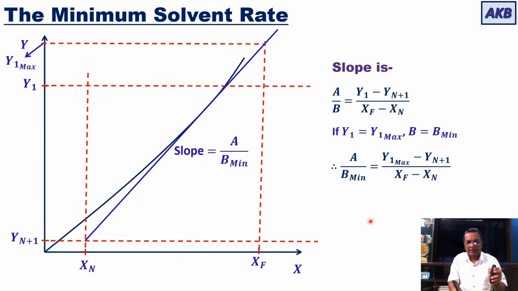So, in order to find the minimum solvent rate, you need to draw an operating line that will intersect the equilibrium curve or touch the equilibrium curve in one point. Because when such a line intersects the vertical line through xf, I'm going to get y1 max, and I will be using y1 max in the equation for the slope of the operating line to get the minimum solvent rate that can be used. So with this, I end my discussion for today's topic.